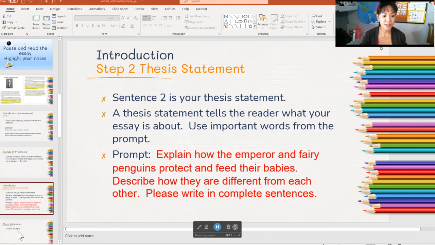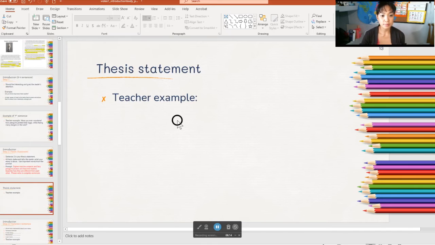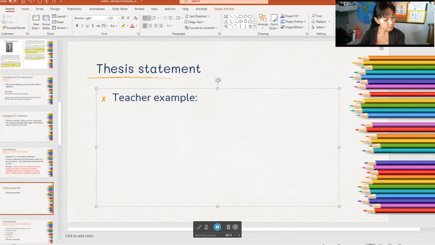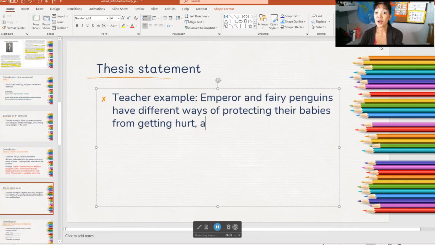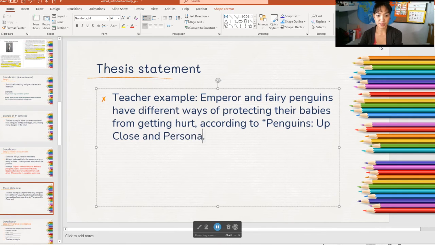So here's an example of my thesis statement. Emperor and fairy penguins have different ways of protecting their babies from getting hurt, according to "Penguins Up Close and Personal." And notice how I put quotation marks around the name of the article.